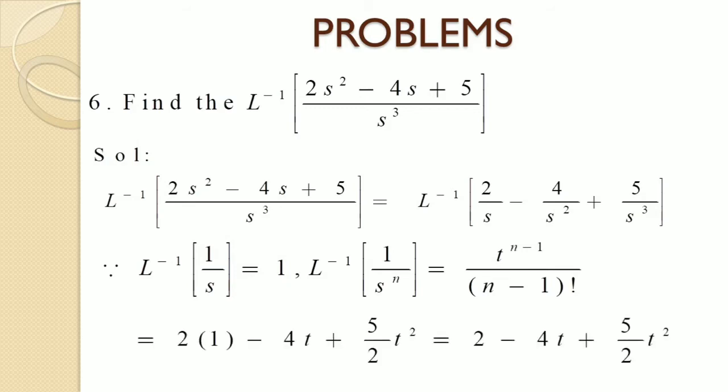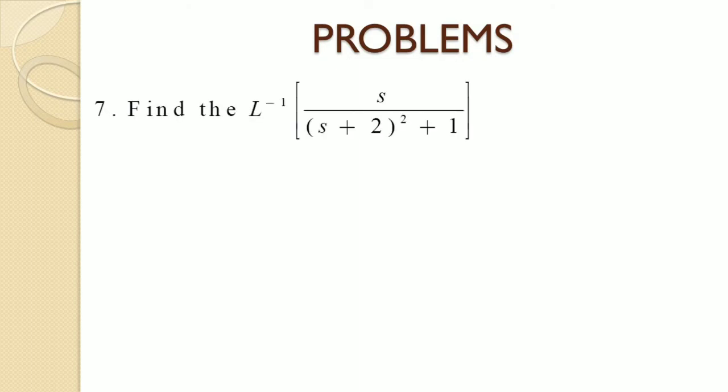Substituting this we get 2 of 1 minus, in the place of n we are having 2, so 1 by s squared is equal to t power 2 minus 1 by (2 minus 1) factorial. So we get it as t, and in the place of s power n now substitute s cube, so we get t power 3 minus 1 by (3 minus 1) factorial, that is t squared by 2 factorial. So we get 5 by 2 into t squared, that is 2 minus 4t plus 5 by 2 t squared.